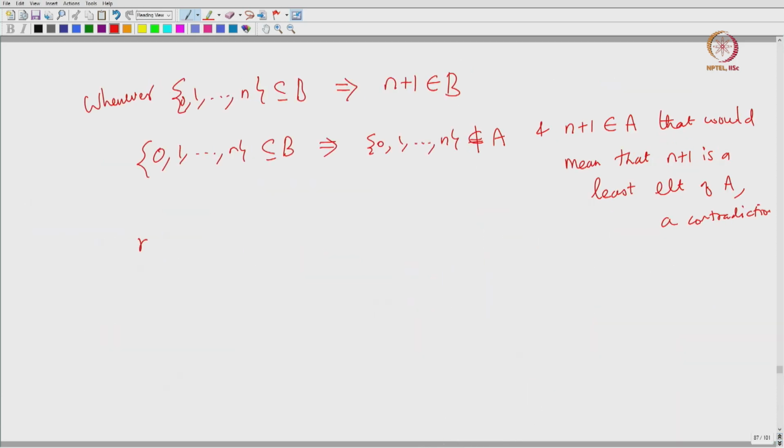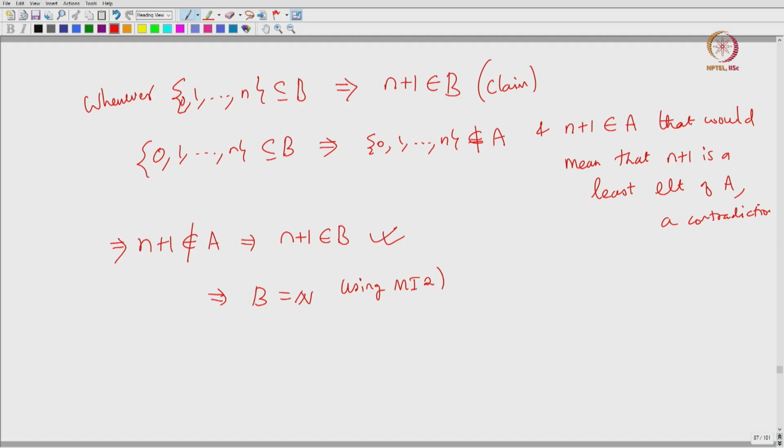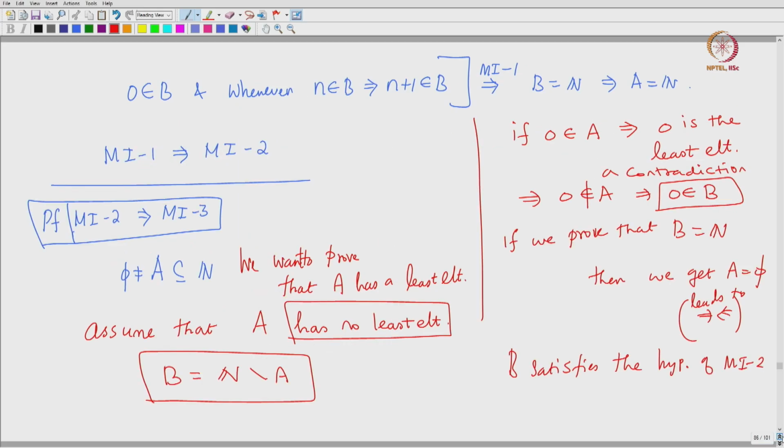So n plus 1 should not be in A. That implies that n plus 1 is indeed in B. This is what we wanted to prove. So the way we constructed the sets gives us what we wanted. This implies that B is N using MI2, so A is empty, which is a contradiction because we assumed A has no least element. So it forces A to have a least element.